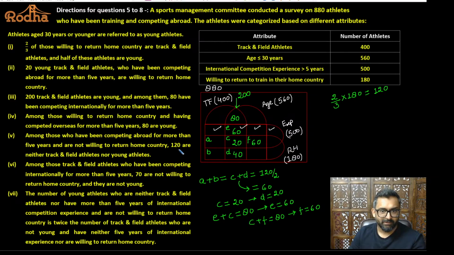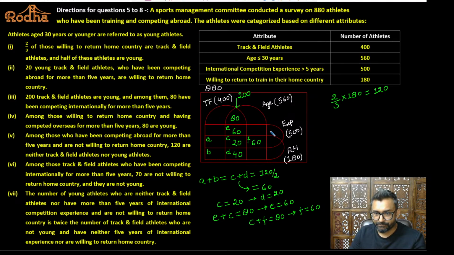Okay, 120 are neither track athlete, that means they are not track athlete, that means 120 we cannot take this much, so these two. Okay, 120 are not track athletes, so this much we have to take, and are not young athlete, they are not young as well, so that means we don't have to take this also. That means basically we have to eliminate 3 things. सिर्फ experience है उनके पास, they are not track and field athlete, they are not young, they are not willing to return to their home country. That means they only have experience of more than 5 years competing internationally. Is that okay? So this is 120.